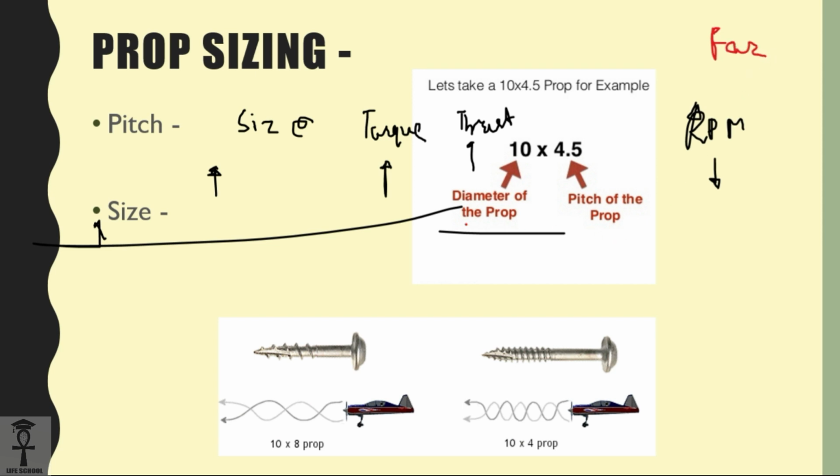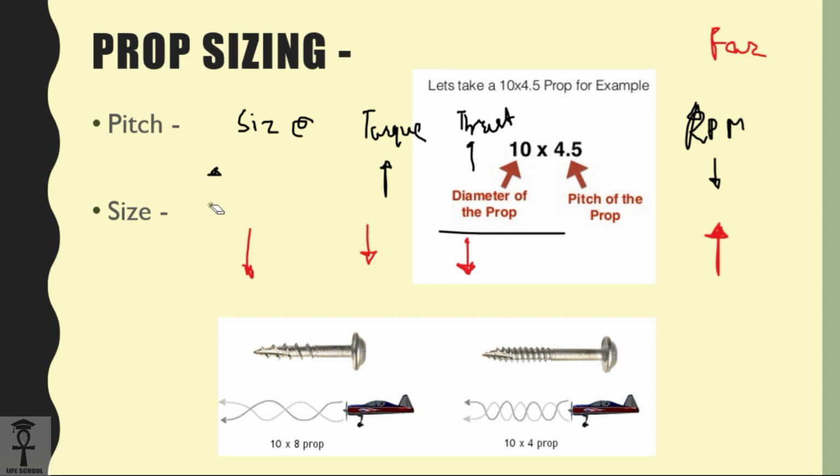Now let's see, if the prop size decreases, then the torque requirement decreases. Let me draw it clearly. So when the size decreases, the torque requirement decreases and the thrust produced also decreases, but the RPM is increased. The RPM can increase if we have to work under the same power. Then we can increase the RPM, but the thrust will decrease for the same RPM. So this is how we are going to operate a prop, and this is how we are going to size the prop.